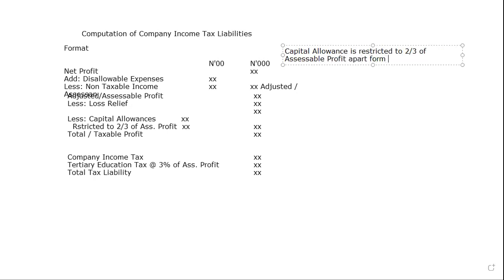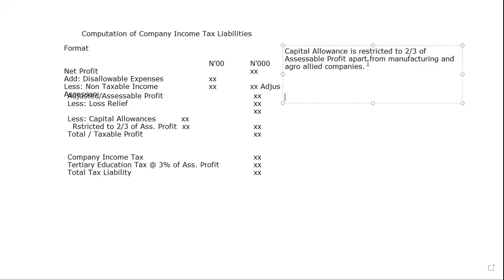Apart from manufacturing and agro-allied companies. That's the first thing. A capital allowance is restricted to 2/3 of assessable profit, apart from manufacturing and agro-allied companies. Are you with me? That's the first thing. So it means for all companies, capital allowance is restricted to 2/3.